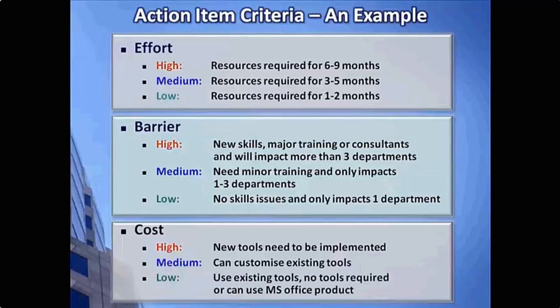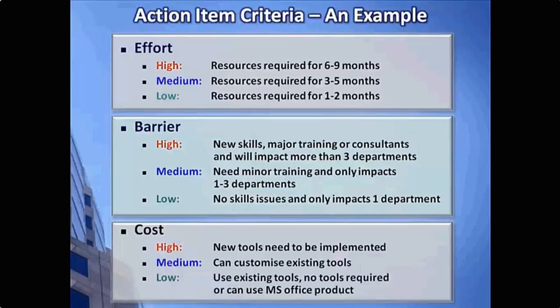Here's another one looking at barrier. If we have to have new skills, major training efforts, or we need to bring in third-party consultants, or maybe this effort or completion of this action item might impact more than 3 departments, we might give that a high. If we know we can do this with just a little bit of training and maybe less than 3 departments are involved, we might give it a medium. And if we know that we don't need to do any training and maybe only 1 department's impacted, we might give that a low. So in other words, the barrier to get something done would be much easier if 1 department's impacted and there really isn't any new kinds of skills or training needed.